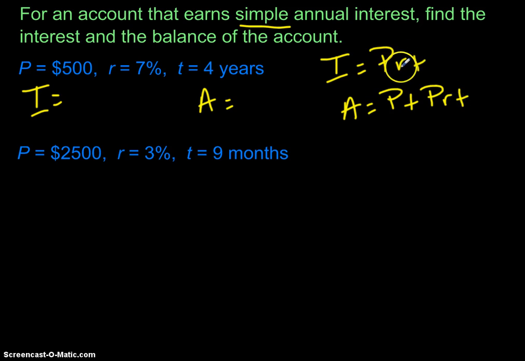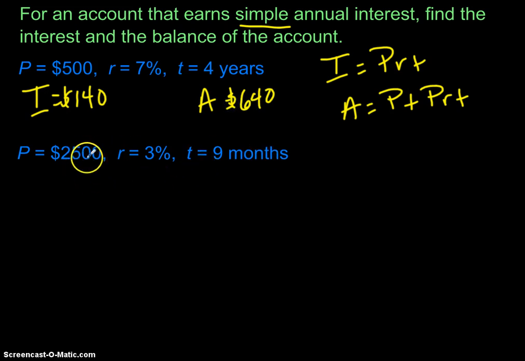So let's find the interest first. The interest is found by multiplying the principal by the rate by the time. So I'm going to have 500 times 0.07 times 4. That's $140. Well, the account balance is found by adding the principal to the interest. So the principal and the interest, 500 plus 140 is $640. Okay, done.